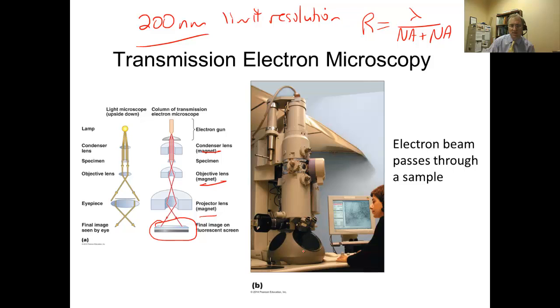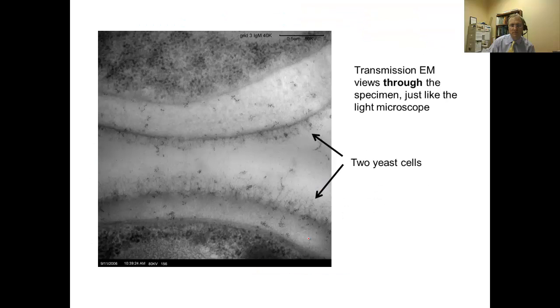Here's a picture that I actually took when I was doing research before coming to York College. These are images of yeast cells. There are two yeast cells, one up here and one down here. This is the cell wall of the yeast cell. These little dots inside are probably things like ribosomes. We can see a size marker up here, which indicates that this has been magnified 40,000 times its normal size.